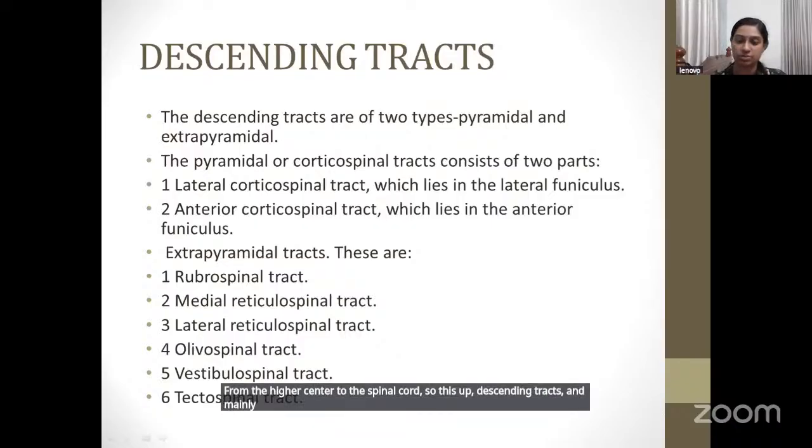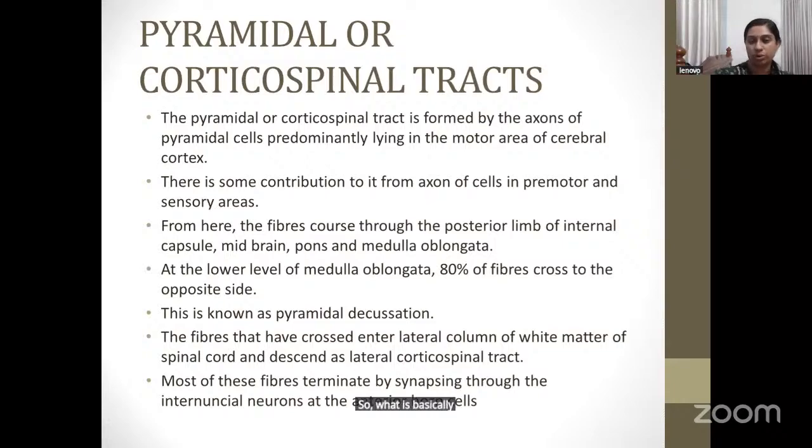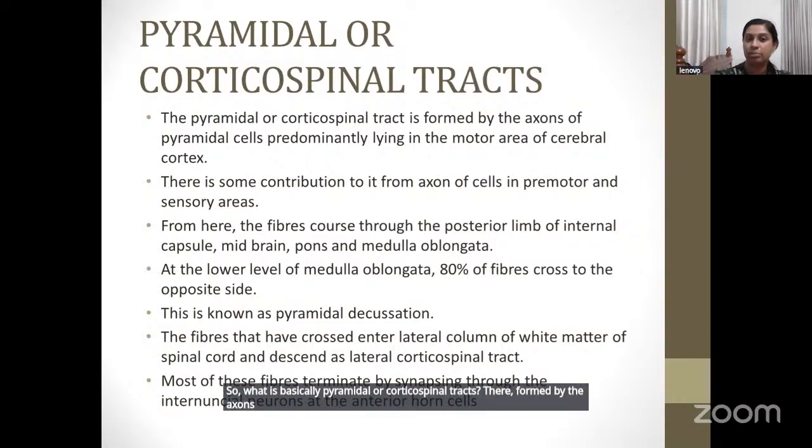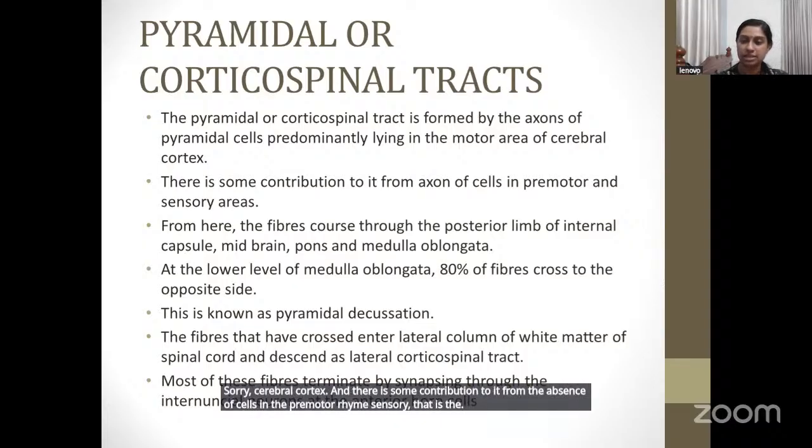They are mainly concerned with the motor system. So what are basically the pyramidal or corticospinal tracts? They are formed by the axons of the pyramidal cells, predominantly lying in the motor area of the cerebral cortex. And there is some contribution from the axons of cells in the premotor and sensory areas, that is, the higher centers.